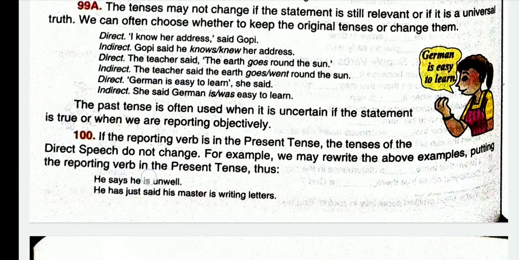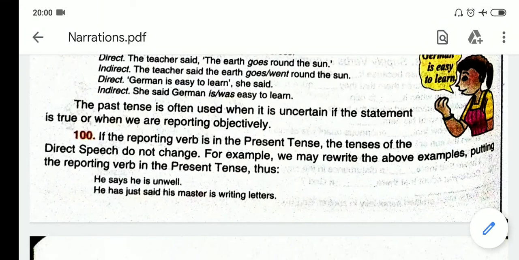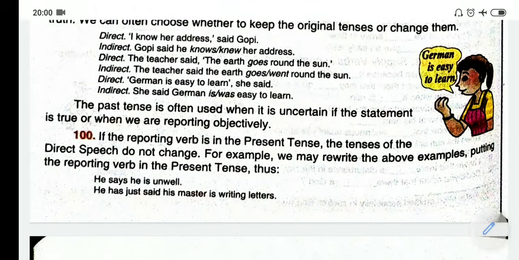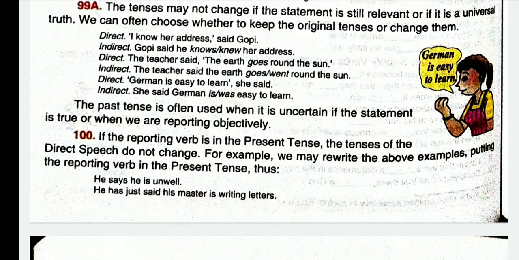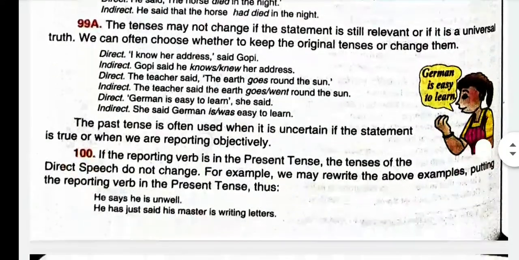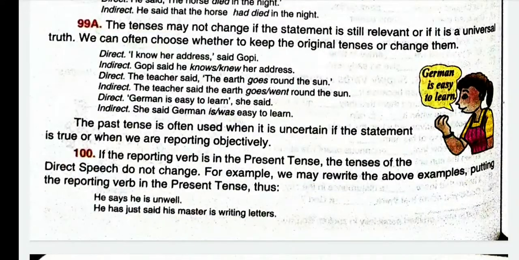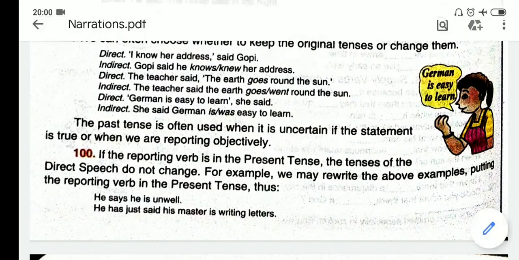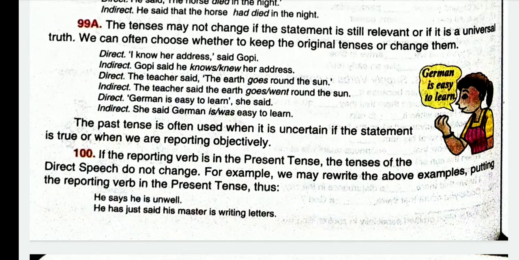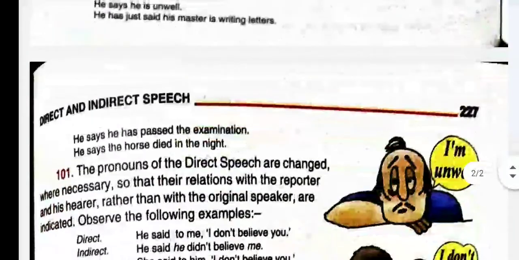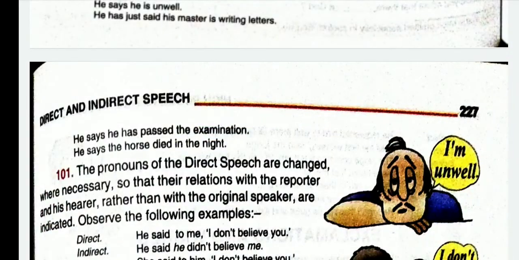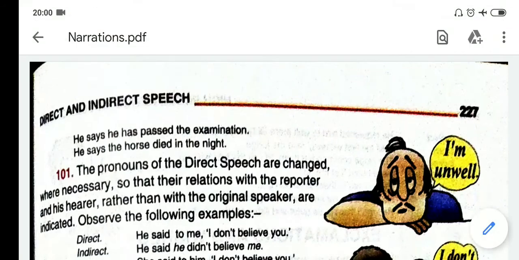in this case, he says he is unwell. If the sentence is that he says, inverted commas begin, he is unwell, the indirect speech will be he says he is unwell. You will not say he says he was unwell. He has just said that master is writing letters. So these are the examples. He says he has passed the examinations. You will not change has into had. He says the horse died in the night.